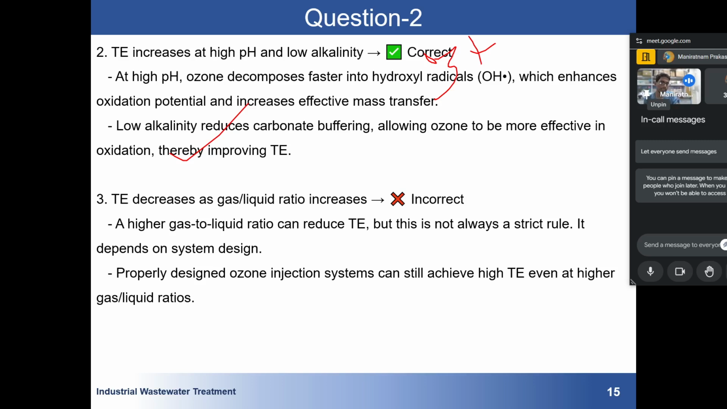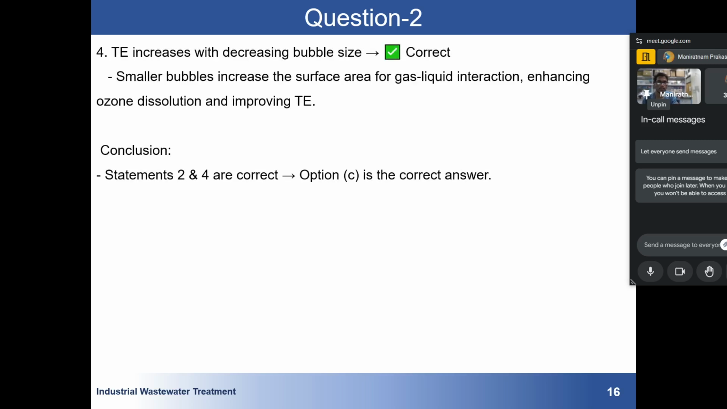But in general, if someone asks that if we decrease the gas, it's like we are adding more liquid than gas, then they can decrease the transfer efficiency. It depends on several factors. So that option is incorrect. Then we have TE decreases with decreasing bubble size.